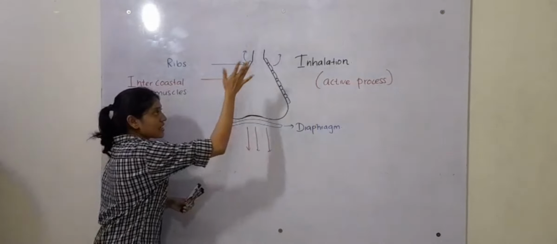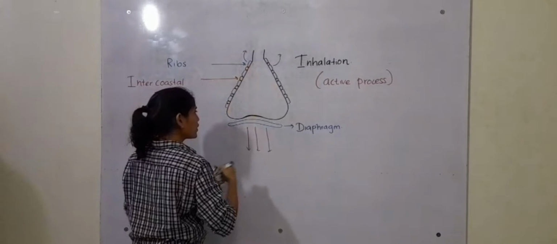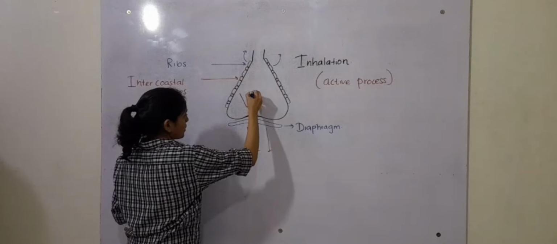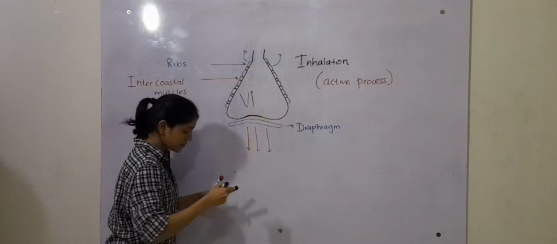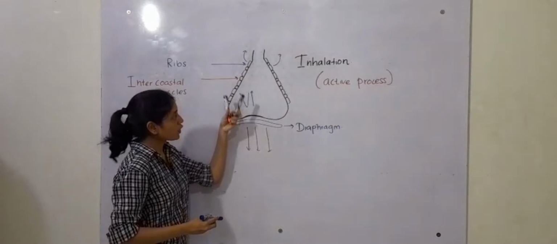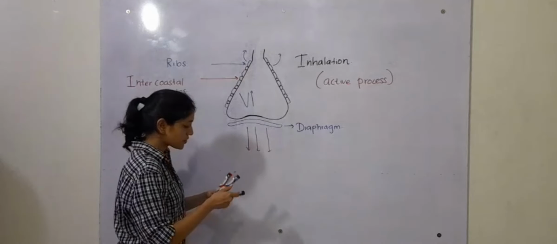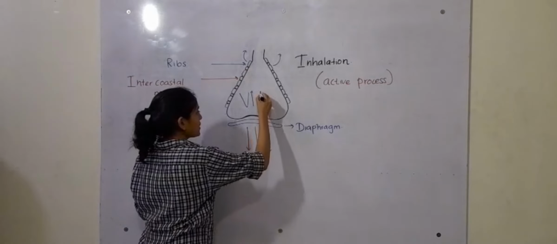When the size of this cavity is increased, what happens? The volume of the cavity increases. What happens when the volume increases? When the volume increases, the pressure decreases, according to Boyle's law.